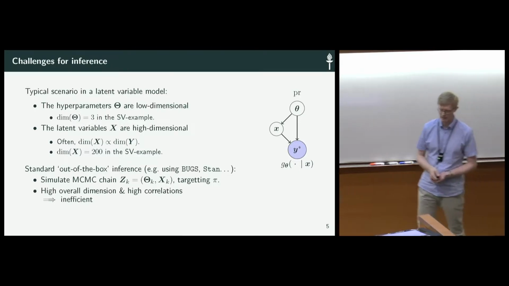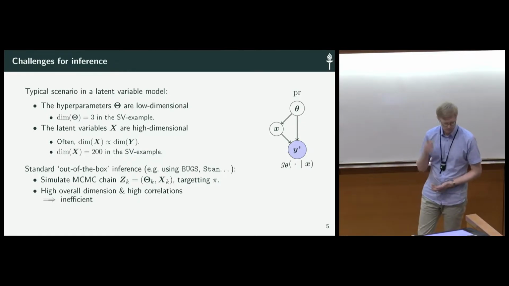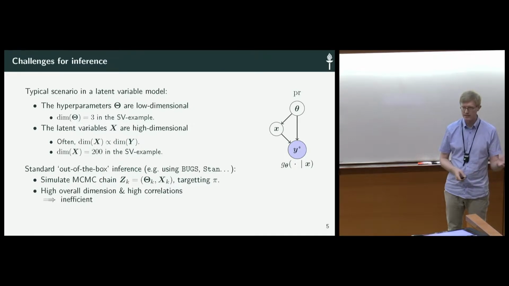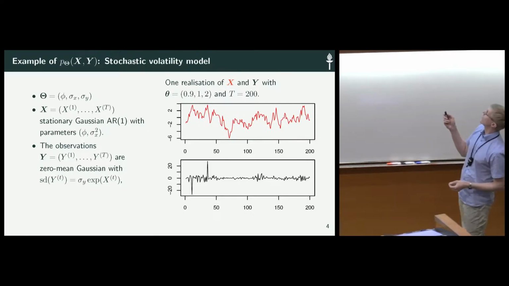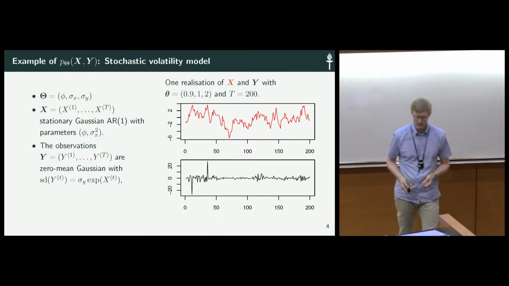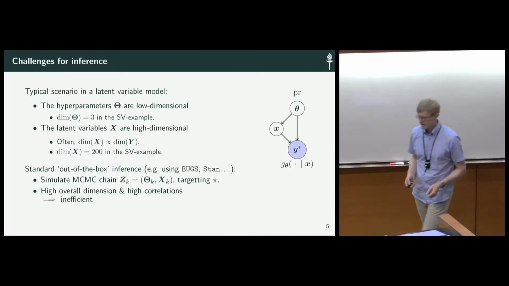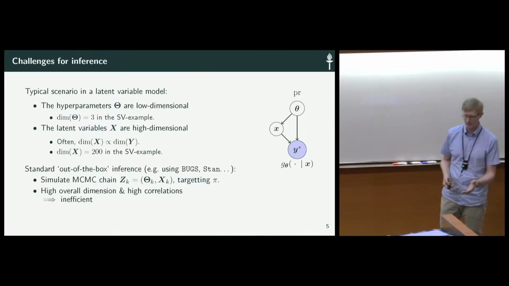MCMC is often hard in high dimension, and also there are correlations. Like in the SV example, the consecutive x's are very much positively correlated, as you can see from this picture. So if you start to do Gibbs sampling, it's really, really bad. So this is generally hard, and these models are anyway used.